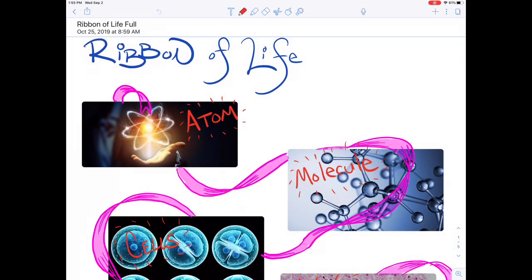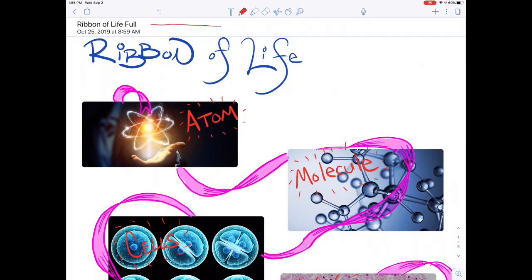So this is the beginning of my Ribbon of Life project, the visual project. I'm going to start with the end result. I want you to see what this thing's going to look like at the end, and then we'll build from there. So the first thing I want to do is take a look at the screen.